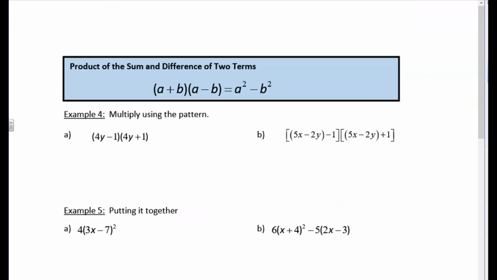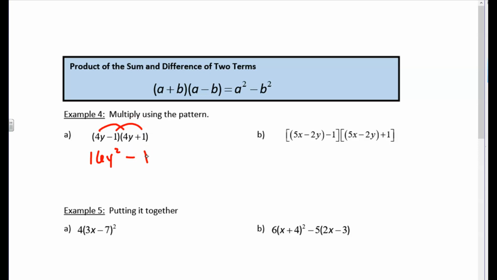All right, our next section, we talk about the product of the sum and difference of two terms. If I have (a + b) times (a - b), that becomes a squared minus b squared. So when I look at this, I have (4y - 1) times (4y + 1). If I were to FOIL this out, I'd have two middle terms that would cancel. But I can shorten this. Again, this is a shortcut by doing the first terms, which gets me 16y squared, minus the last terms, which is 1. That's my a squared minus b squared.